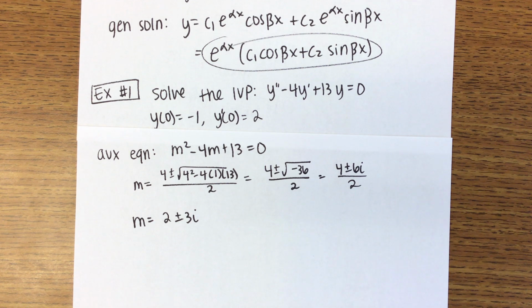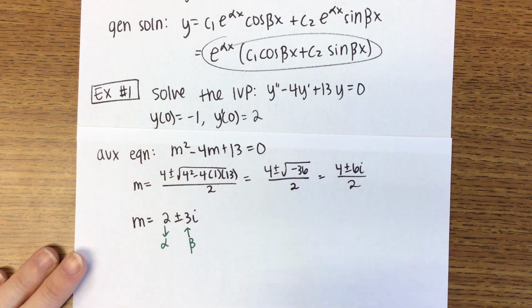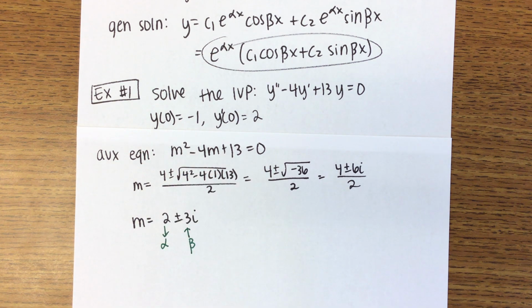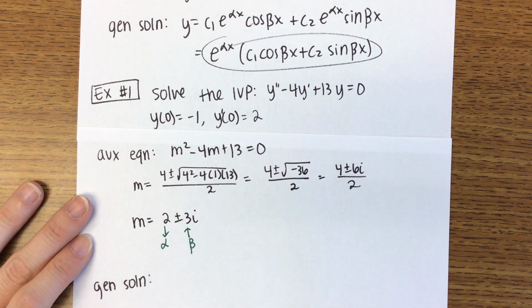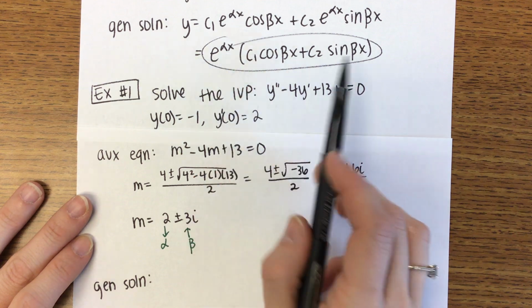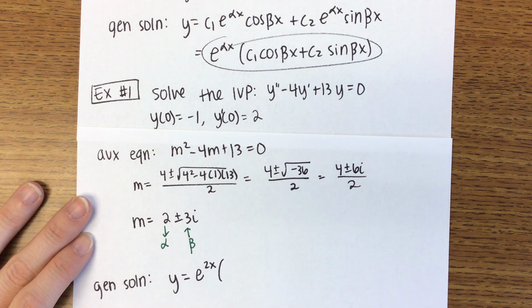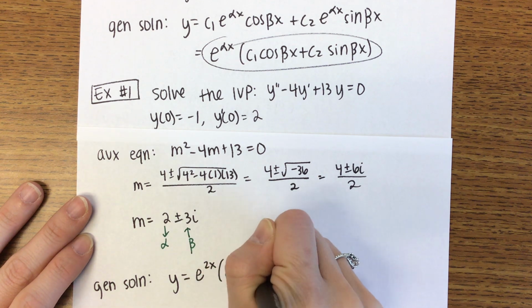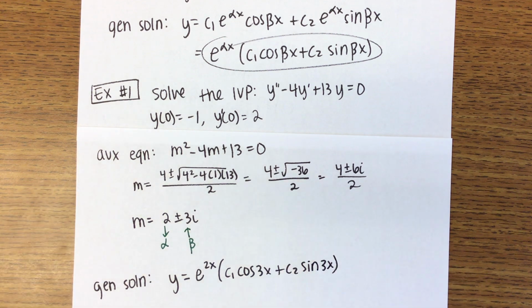So we can see that this relates to case 3. 2 is the alpha, 3 is the beta. So the general solution then, using this, y is equal to e to the 2x, c1 cosine of 3x plus c2 sine of 3x. So all that derivation looks really bad, but these problems are pretty short. Now, sometimes you'll stay there.